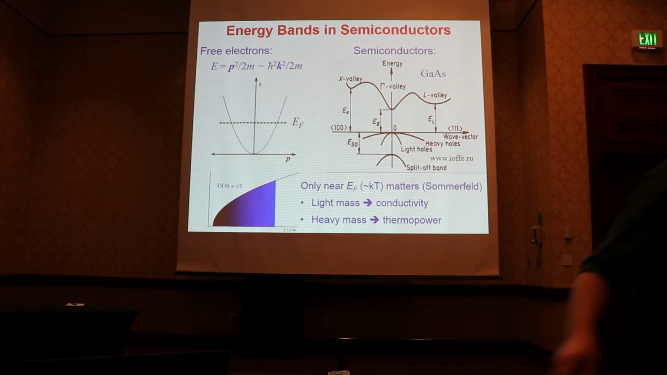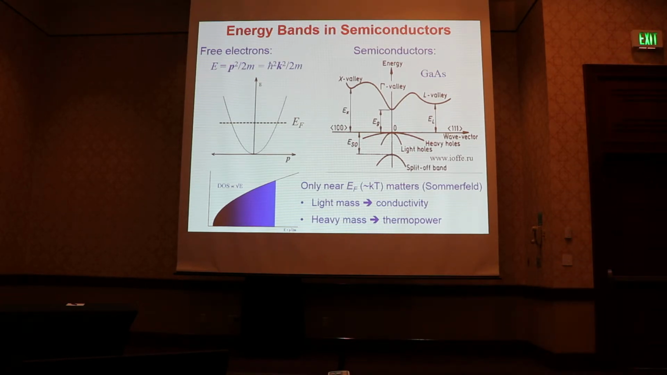So here you have a cubic material, and you would need a mass that depends on direction to describe this band, which would be symmetry forbidden. And so you can see that in real materials, the parabolic band model should be taken with some caution.